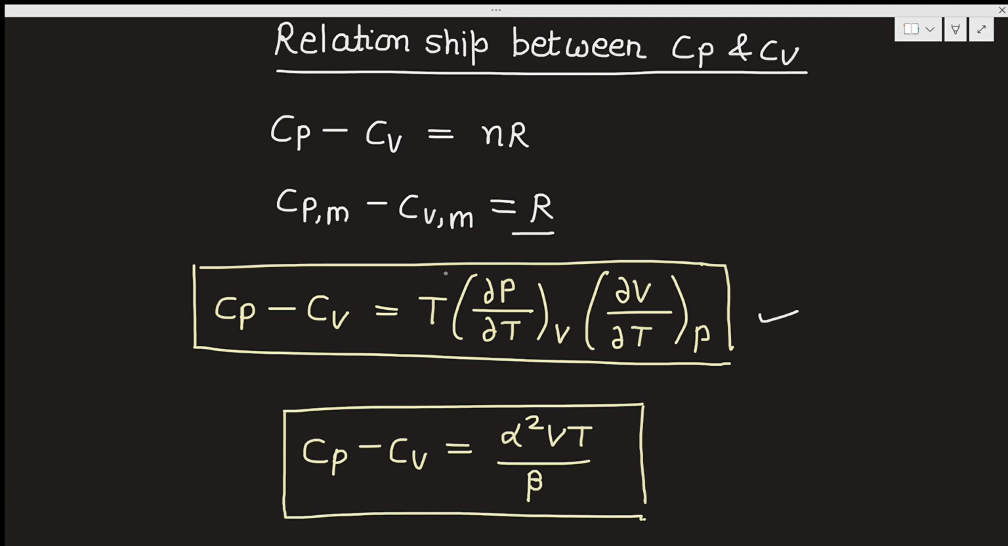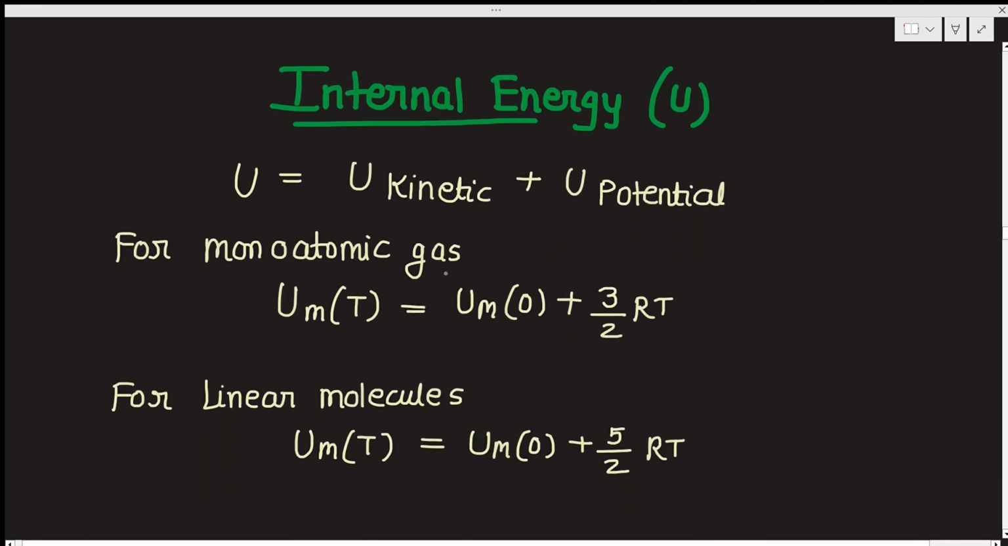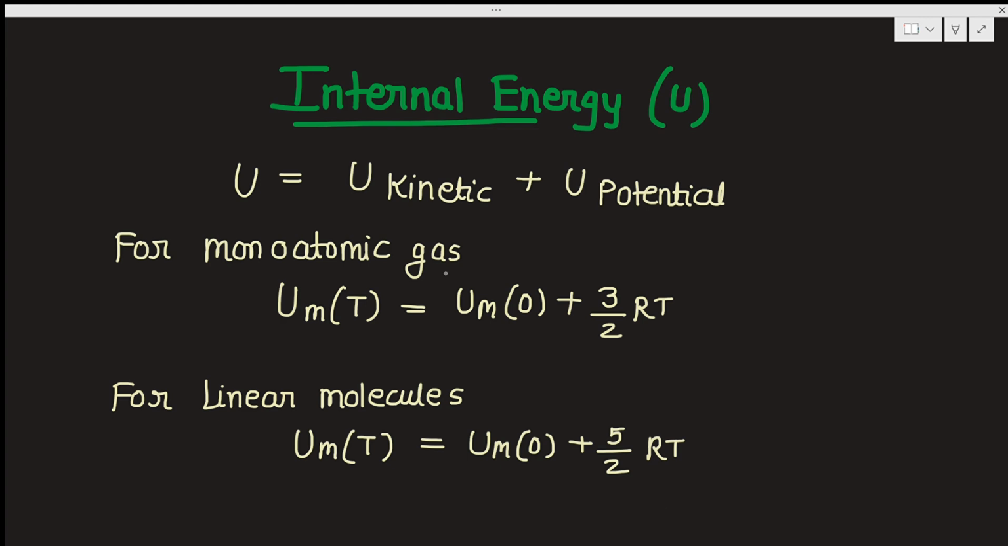The next one is Cp minus Cv is equal to alpha square Vt upon beta. Now we come to the internal energy. Actually, internal energy is denoted by U. It is a state function. Okay, it is the first state function that we are dealing with.